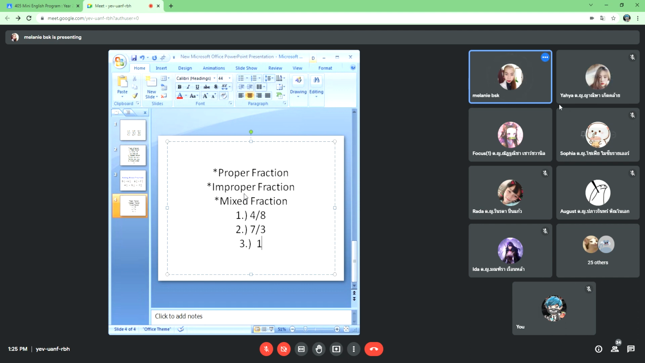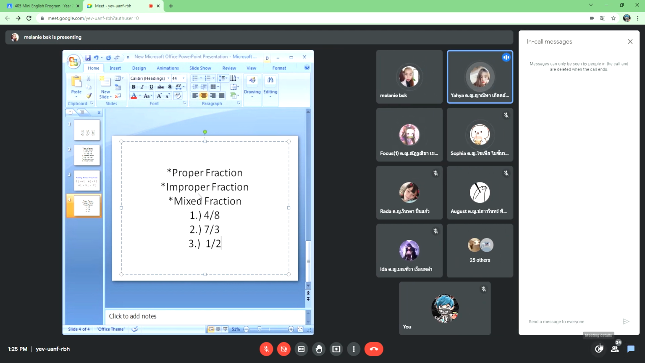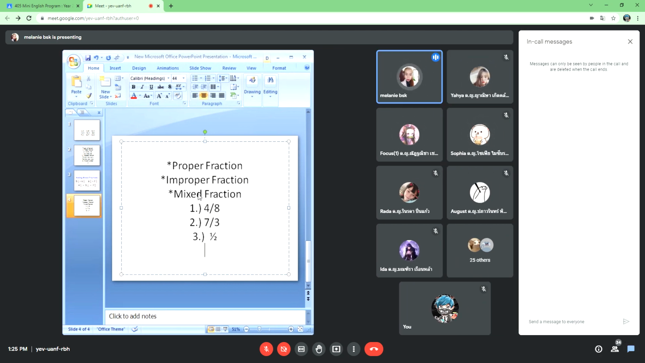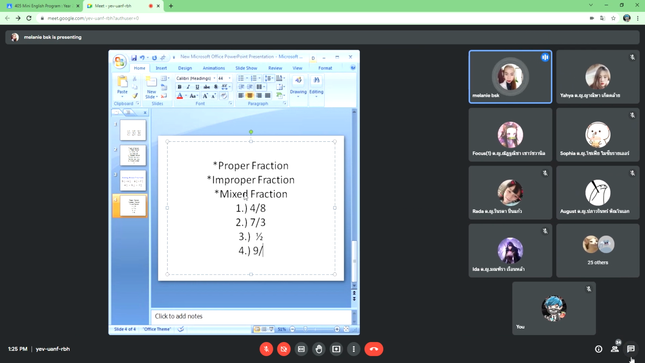How about 1/2? Proper, improper, or mixed fraction? Proper fraction. Okay, one more. Number 4. How about number 4? 9/8. Improper fraction. Very good. Can you understand now, children? Yes. Okay. So, a little bit.